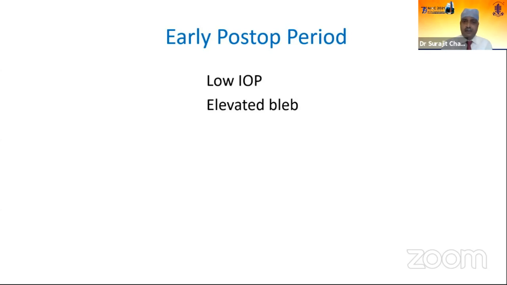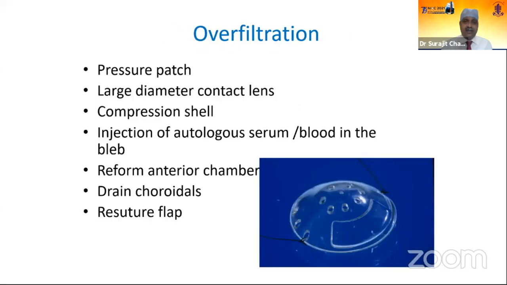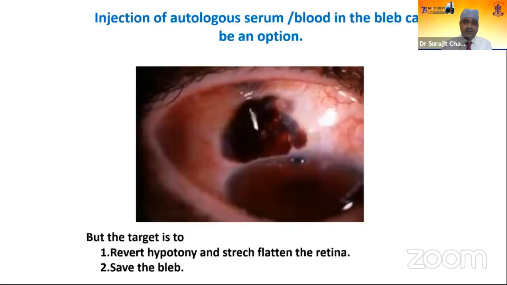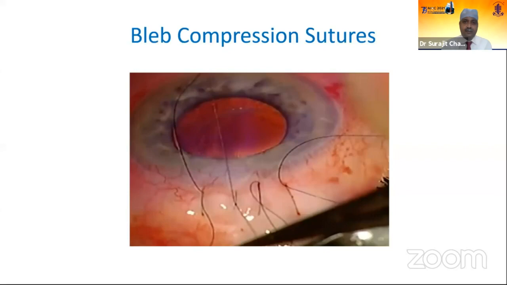In the early postoperative period, when there is low IOP and an elevated bleb, think of overfiltration. There, the options are pressure patch, large diameter contact lens, compression sutures, injection of autologous serum or blood in the bleb, and reforming the anterior chamber. It may be necessary to drain the choroidals, and restructuring the flap is the last option. These are the pictures of different sizes of Simmons rings. And this is how autologous serum, autologous plasma is injected for the overfiltrated bleb. The bleb compression sutures may be of some help if it is a fresh one.